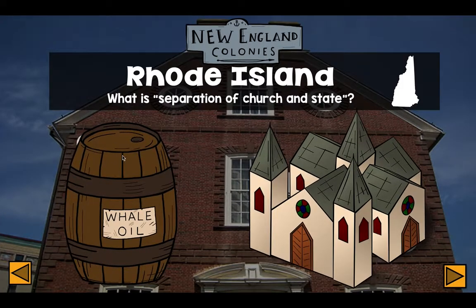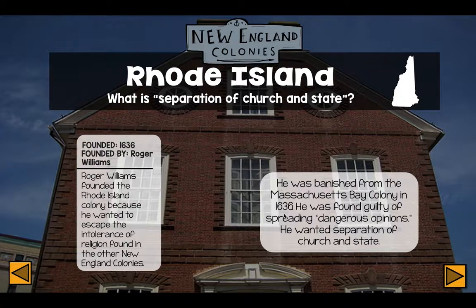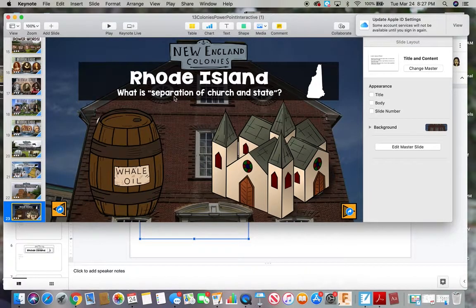Our last New England colony is Rhode Island, and Rhode Island was founded by Roger Williams in 1636. He founded the colony because he wanted to escape the religious intolerance found in the other New England colonies. He was banished from Massachusetts Bay, which means he was forced to leave because he was found guilty of spreading dangerous opinions, because he wanted separation of church and state. So he left for religious freedom. We find that a lot of the New England colonies were founded for religious freedom. So we're going to end with the New England colonies right there.